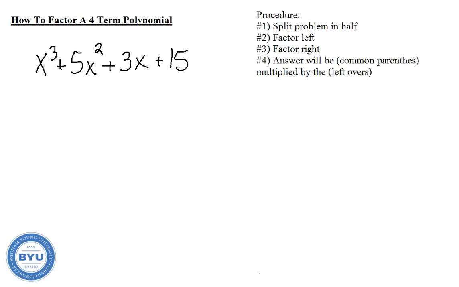Hello and welcome to this video on how to factor a four-term polynomial. The purpose of factoring is to take a polynomial and put it into two sets of parentheses, two or more sets of parentheses. And so with a four-term polynomial, there's four steps.